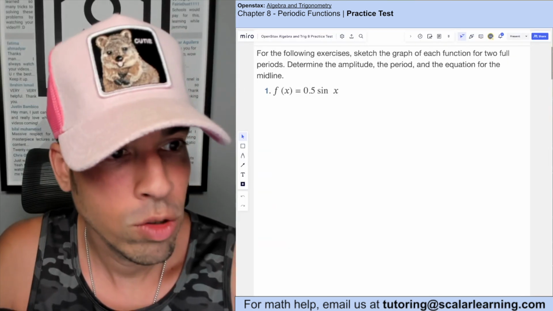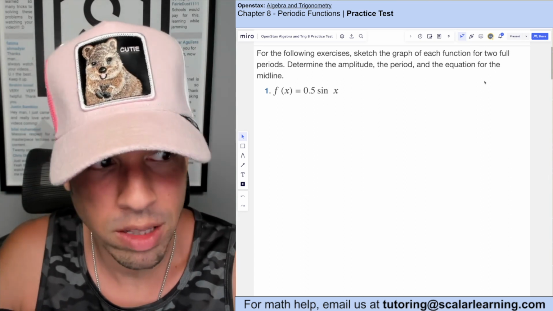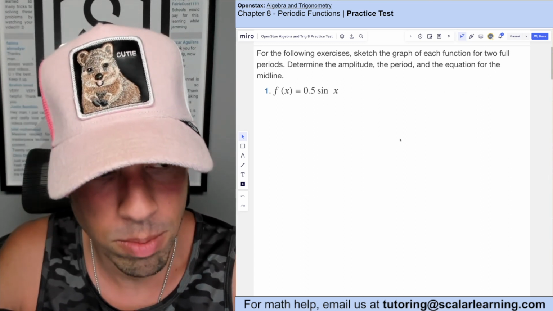Let's do it. For this one, we're meant to graph this function, and we're meant to determine the amplitude, period, and the equation for the midline. So let's do that now, and I'm going to pull on a graph here.